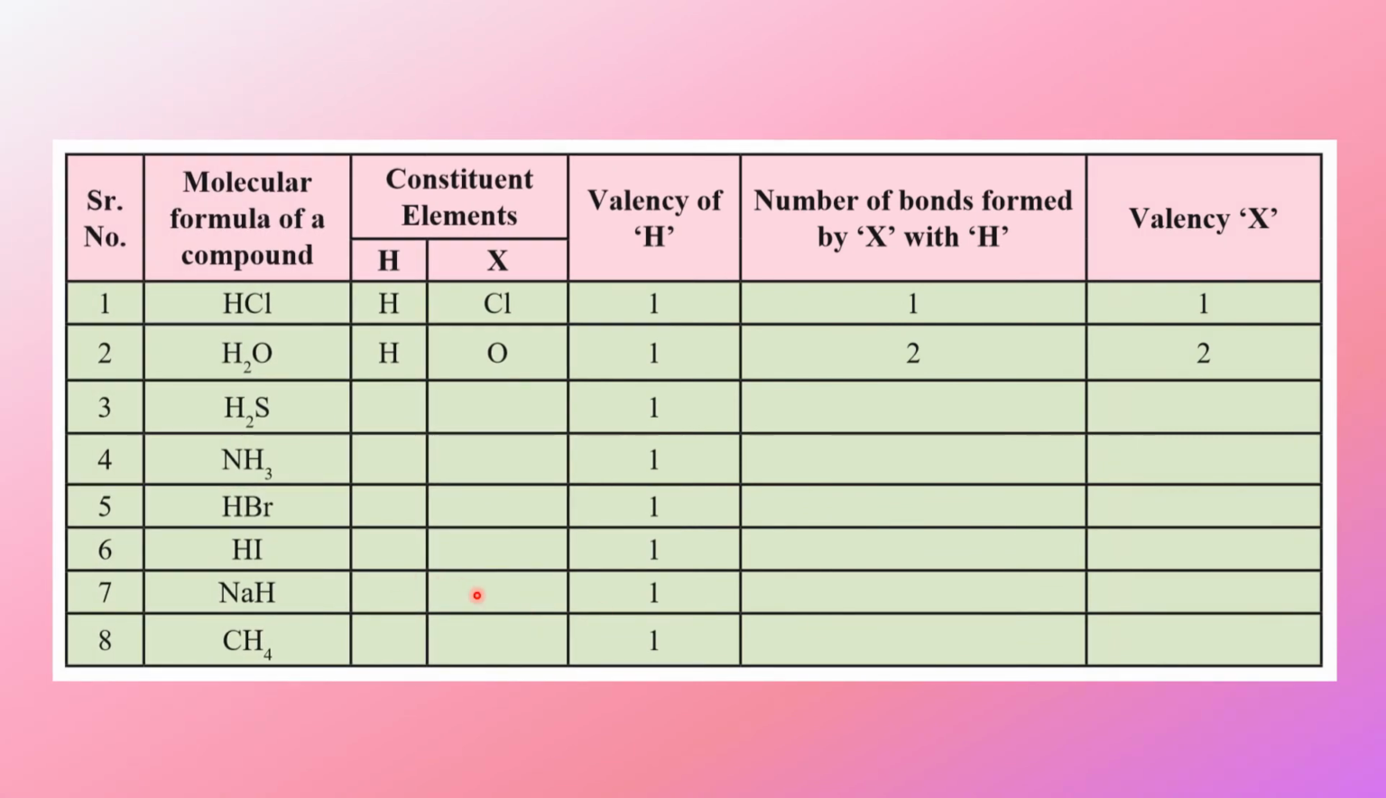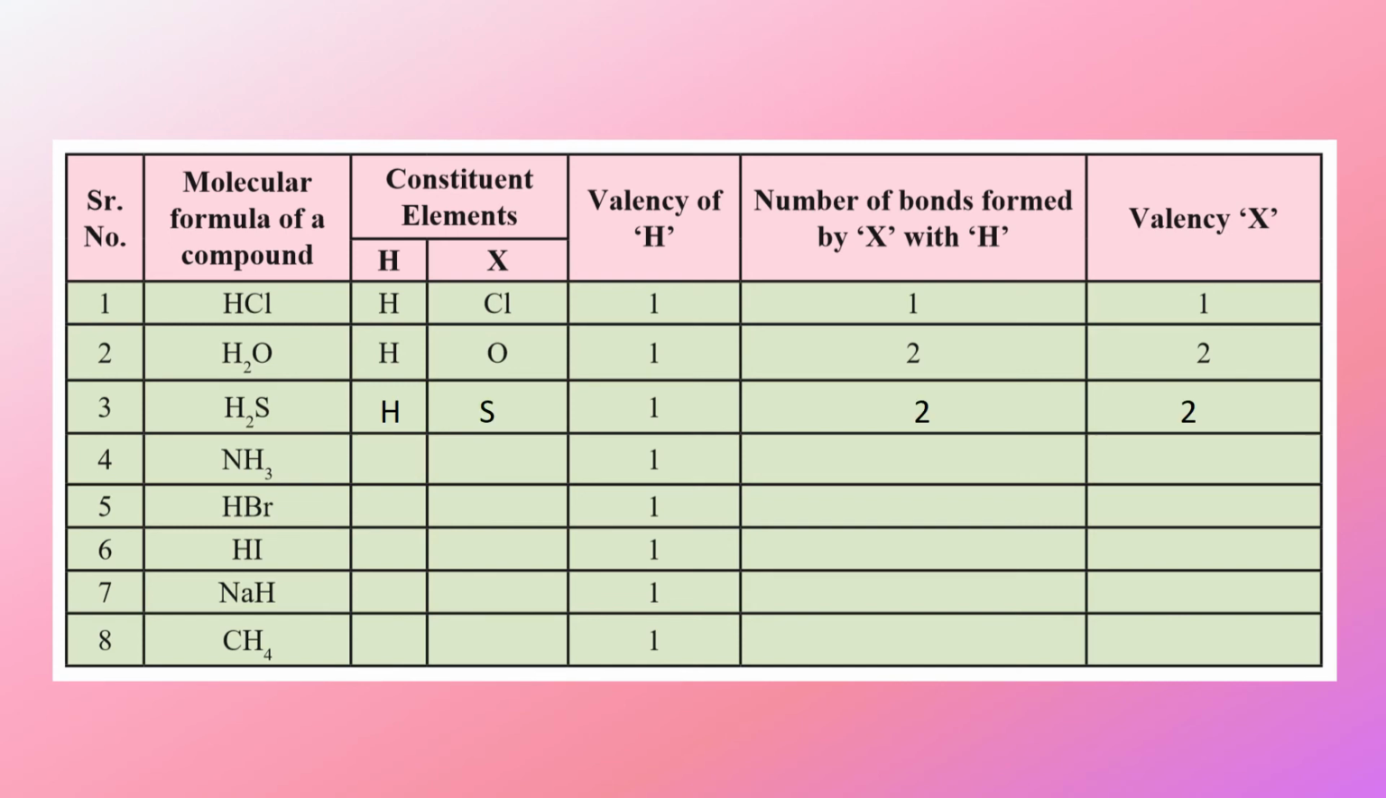We'll see the table given on page number 46. See here the molecular formula of a compound, that is HCl, constituent elements H and Cl. The valency of hydrogen is 1, and the number of bonds formed by X with H is 1 only, a single bond, and the valency of X is also 1. Next one, water. The constituent elements are H and O, valency of hydrogen again 1, and oxygen is 2, and then the valency is also 2.